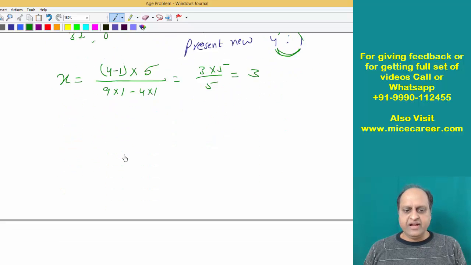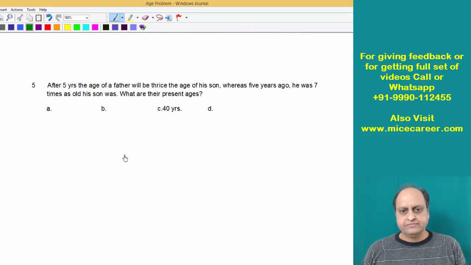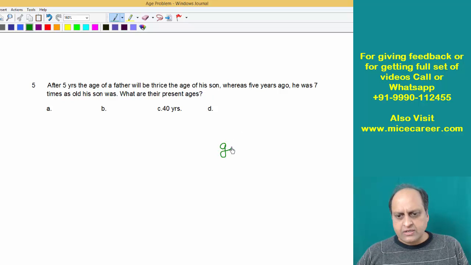Straight away you can find x. You can do it orally. Now I will not be writing everything. I will be just writing minimum things. After 5 years, the age of father will be thrice the age of his son. I am not writing gap. I am just writing 5 years. Will be 3 times the age of his son. 3:1. 5 years ago.